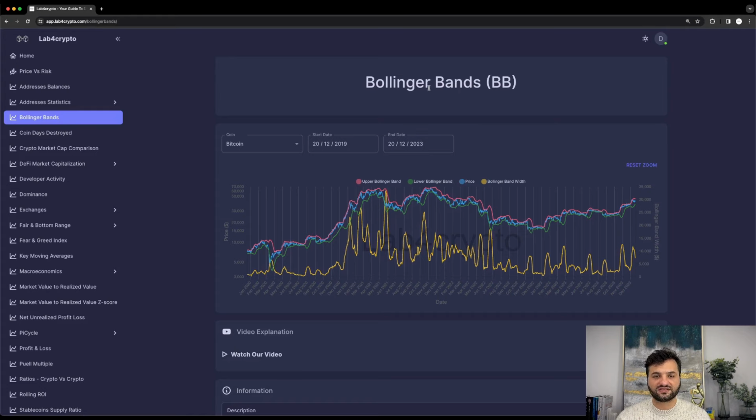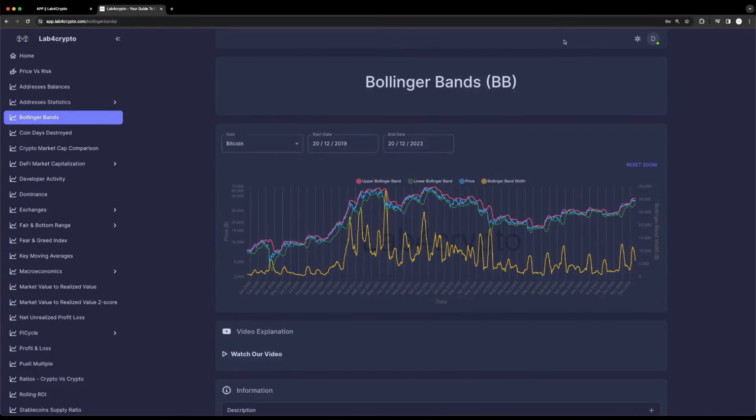Then at the end, we will see an example of Bitcoin price movements, and using this example, we will highlight the utility of Bollinger Bands, especially in medium to short trade timeframes. Now let's move to the platform.